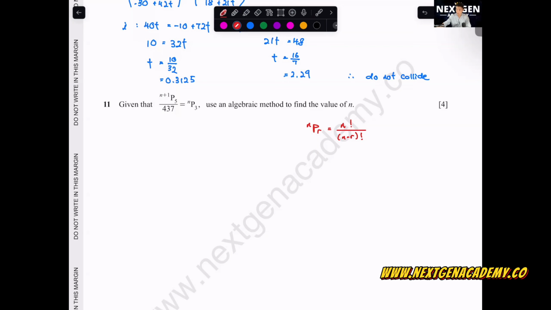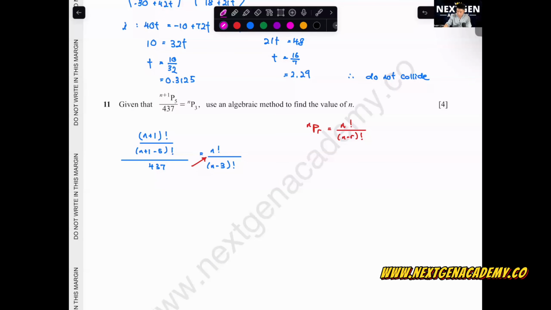Okay, now let's fit into the formula. (N plus 1) factorial over (N plus 1 minus 5) factorial, whole thing over 437 equals N factorial over (N minus 3) factorial. Okay, we simplify this. I will multiply this up first.